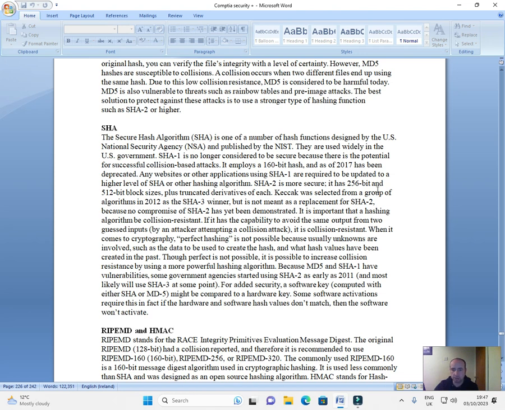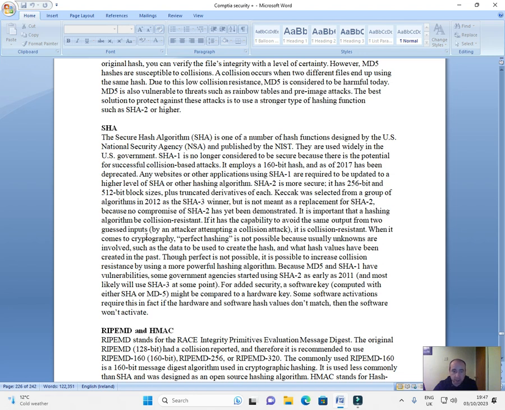SHA-2 is more secure. It has 256-bit and 512-bit block sizes, plus truncated derivatives of each. Keccak was selected from a group of algorithms in 2012 as the SHA-3 winner, but is not meant as a replacement for SHA-2 because no compromise of SHA-2 has yet been demonstrated.